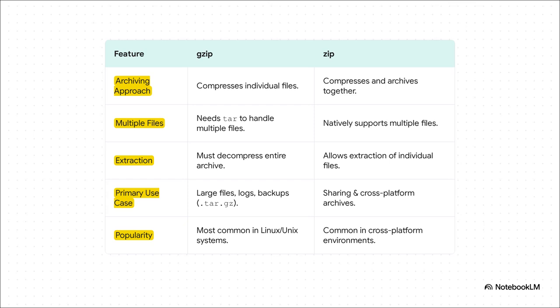On one side, you have Gzip plus tar. This combo is usually faster and gives you better compression ratios. That's why it's the undisputed king for massive system backups and log files in the Linux world. But on the other hand, you've got Zip, and its big win is sheer convenience. It's an all-in-one tool, and that ability to pull out just one single file makes it the perfect choice for sharing stuff across different operating systems.